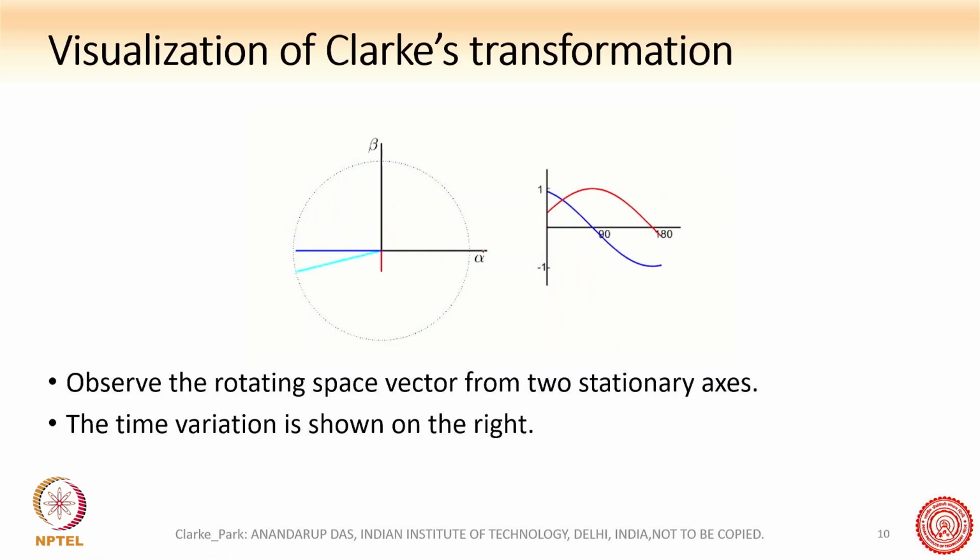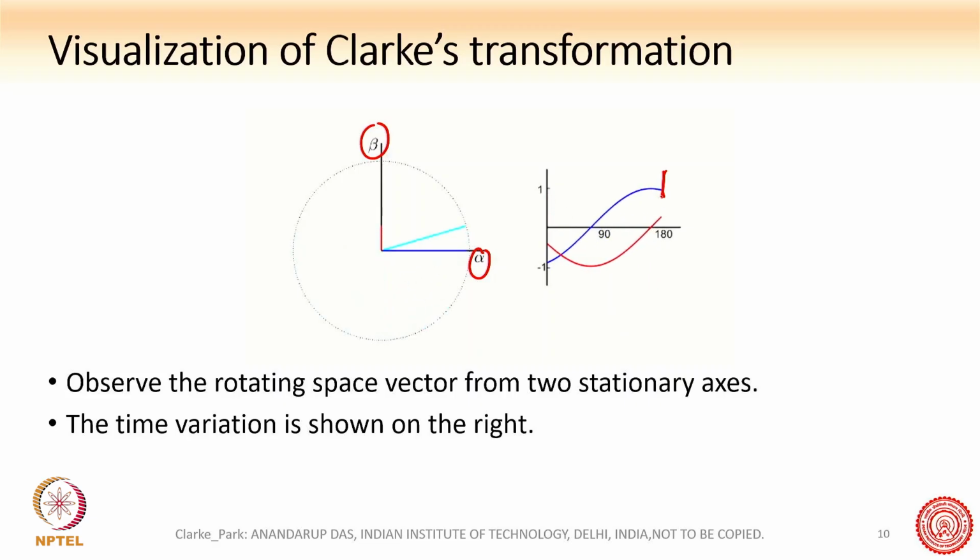Again, you can see here, this is the alpha axis and this is the beta axis, and the resultant space vector, the light blue colored space vector, is rotating, and we are observing its projection. Here we can see what the projection is at any instant of time.